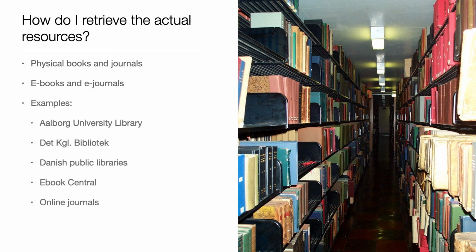To mention some examples, obviously for physical libraries, there's your local university library, or the National Library, or any public library. For ebooks, you may look to services such as the so-called eBook Central, or any online journal. Most academic journals these days are online. Only a few of them, if any at all, still exist in printed form, because journals are periodicals.